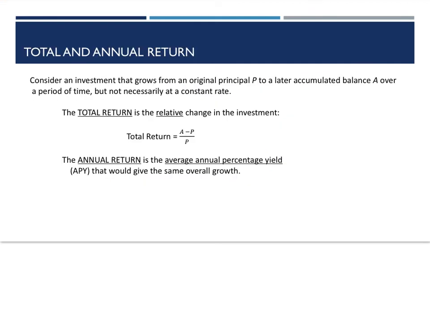Total and annual return are talking about the return that you get on your investment. The total return is the relative change in the investment. Just relative change. Doesn't matter how long the investment was, just from the beginning to the end, what was the percentage of increase or decrease. The annual return is what your APY would be. That is, what interest compounded annually would you have had to find in a savings account to get the same return on your investment that you got in the problem.